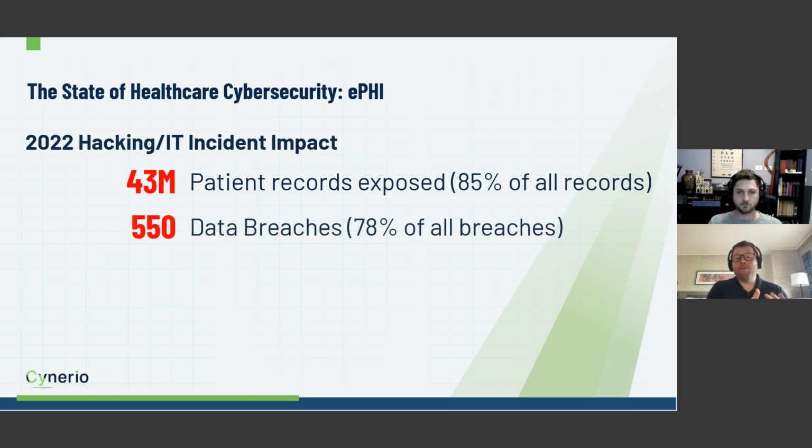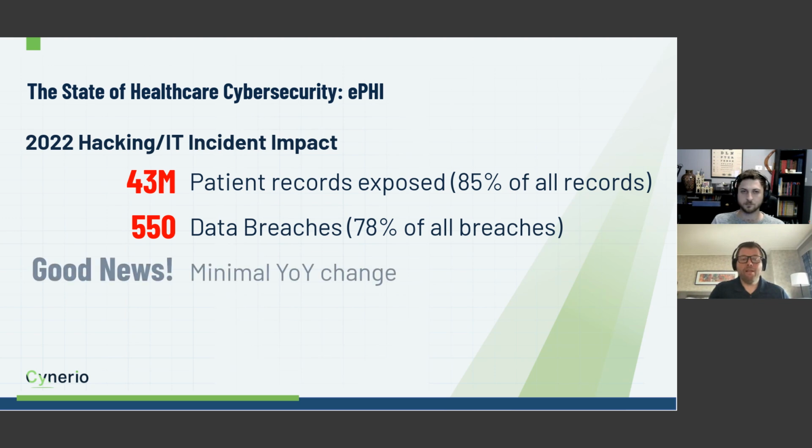We also found that there were 550 data breaches due to a hacking or IT incident. About 80% of all the breaches we saw there. Others were because of lost data or someone had physical access. But by far, the majority of data breaches at this point are because of some kind of hacking or IT incident. There is good news. I don't get to present good news a lot, so I like to whenever I can.